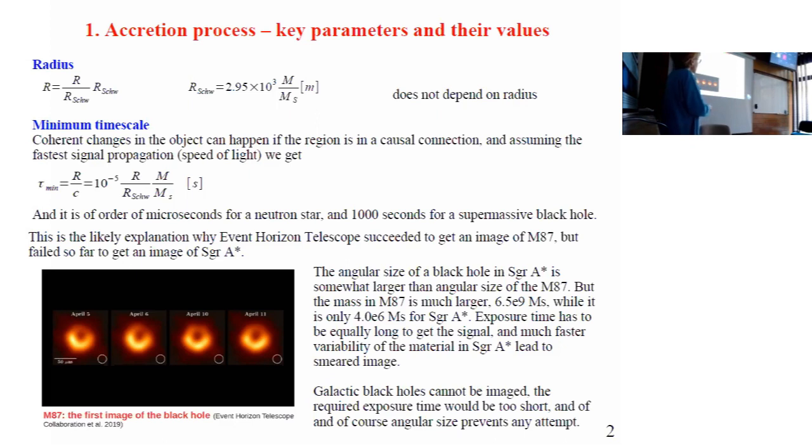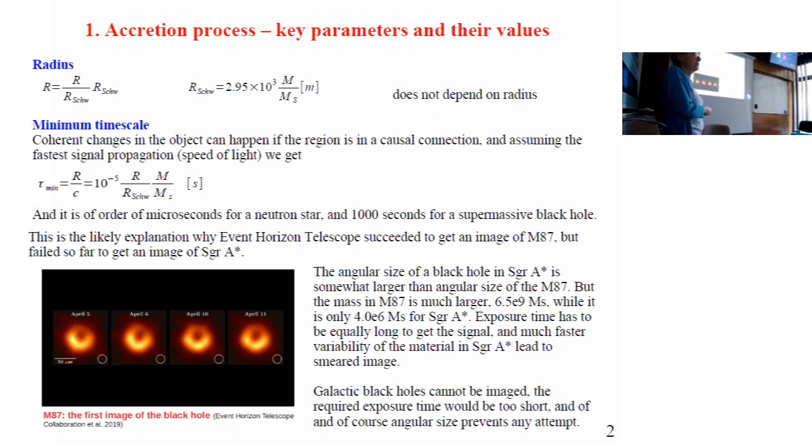And the mass in M87 is much larger. This mass is more than 10^9 solar masses. So this time scale, if you put this value in, is long. So if you do the snapshot, it is a snapshot. On the other hand, the black hole mass in Sagittarius A* is 1,000 times smaller.